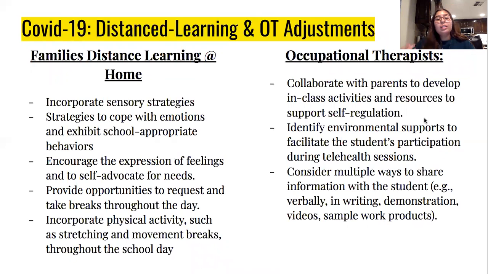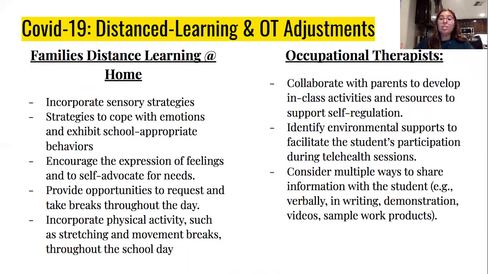Okay, so COVID has changed a lot of our lives, and I wanted to just go over some adjustments that families at home are going through, and even occupational therapists are going through. So, for families that are distance learning at home with a child who is autistic, it's good to explain what's going on in the world, what's going on with COVID, how it's transmitted, how you can prevent it, such as social distancing, wearing a mask, washing your hands. Parents can use pictures, videos that are related to social distancing, that are related to wearing a mask, all that.